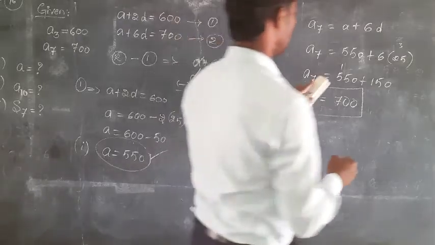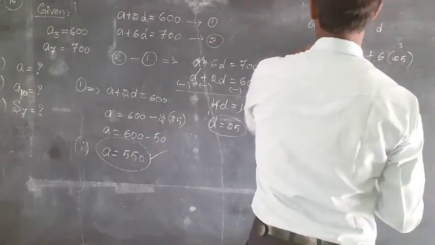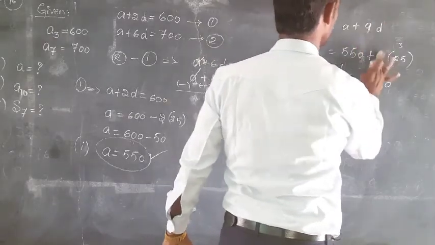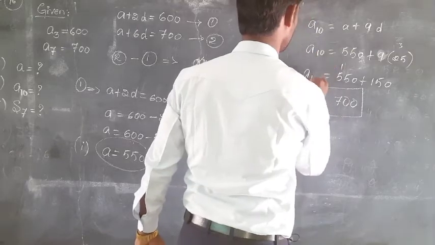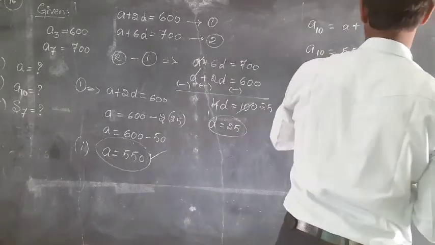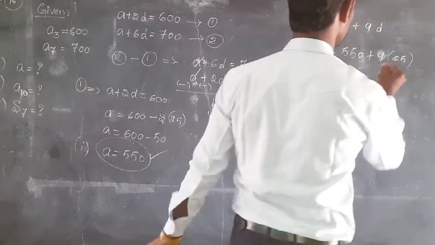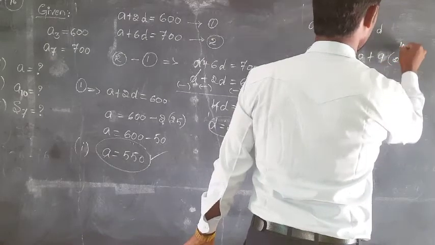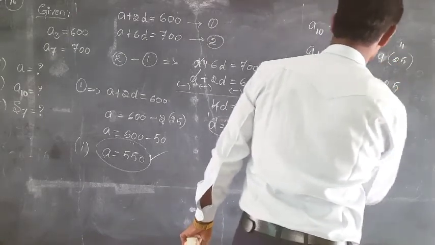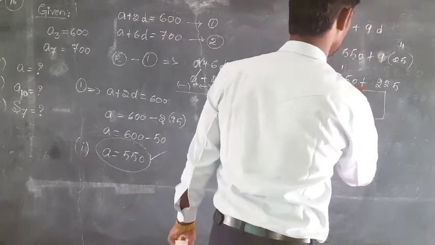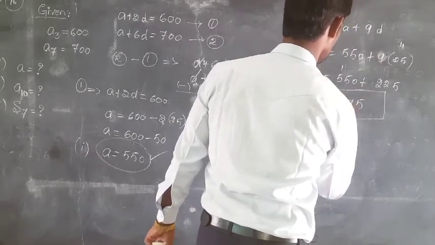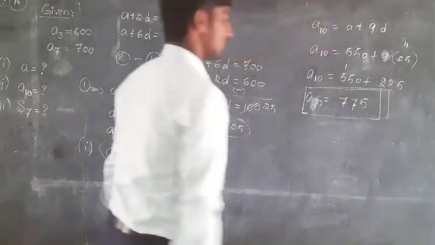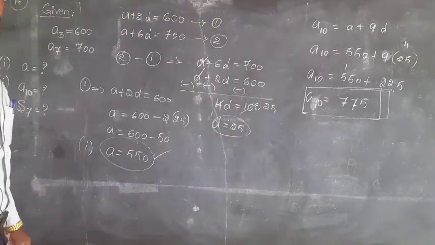So A10 means A plus 9D. So that is 550 plus 9 times 25. How much is it? 5 nines are 45, 4 carry, 9 twos are 18 plus 4, 22. That is 225, and 550 plus 225 gives 775. That is, in the 10th year they produced 775 TVs.